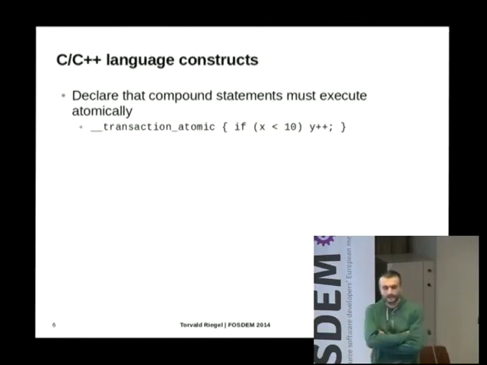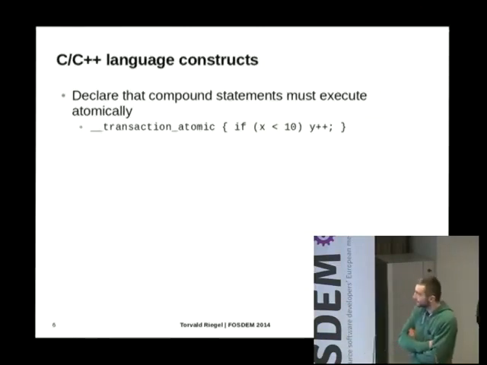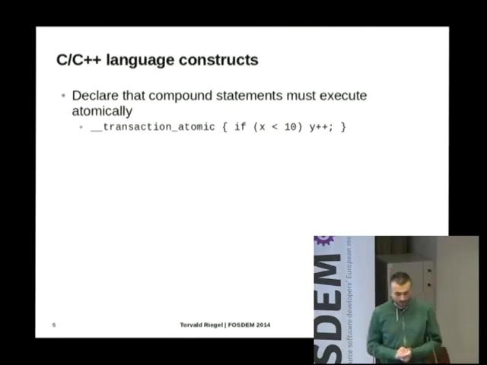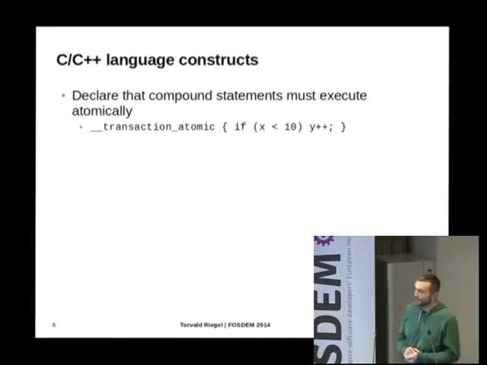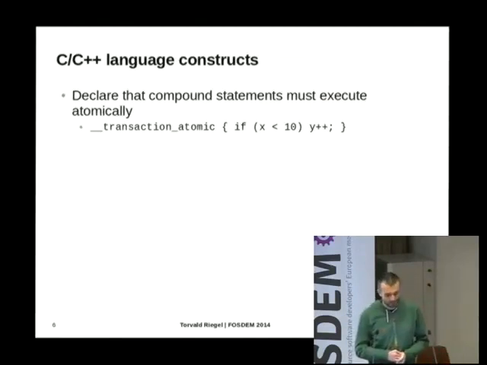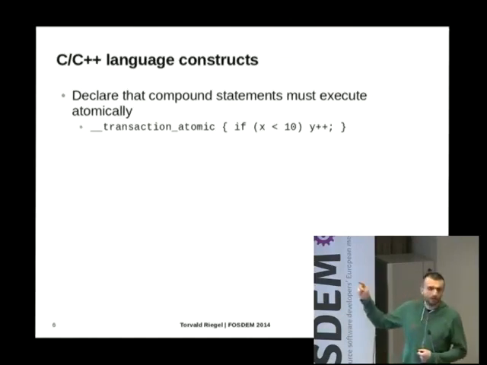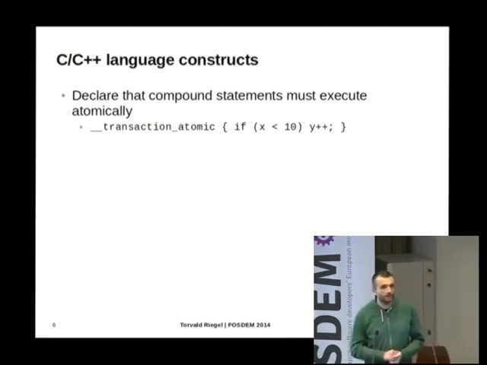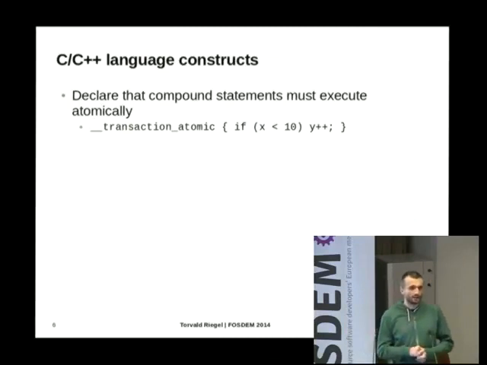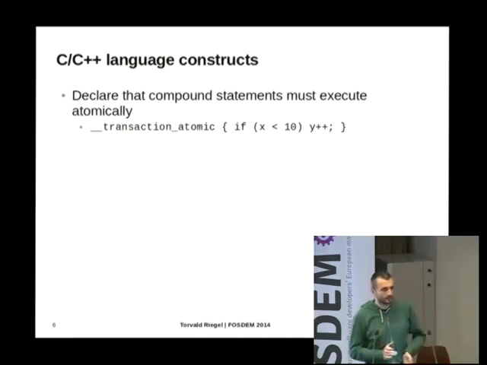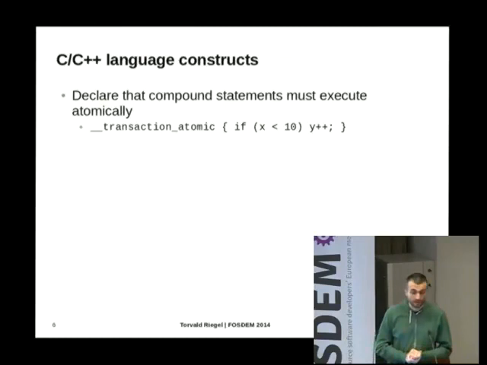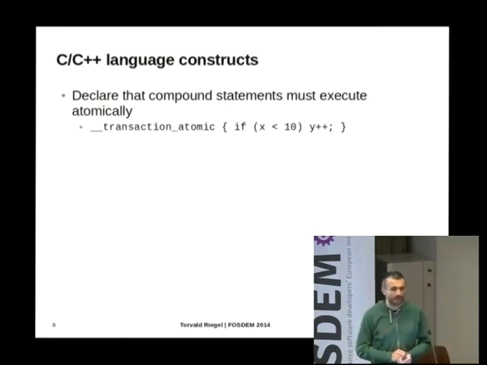So what do the C and C++ language constructs look like? We have this transaction atomic construct, and this allows a programmer to declare that the following compound statement must execute atomically. So in this case, the load to X and the potential load to Y and the store to Y will all be executed as one indivisible step. I'll explain the specific semantics later on.